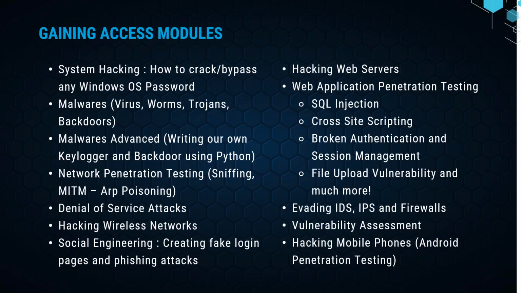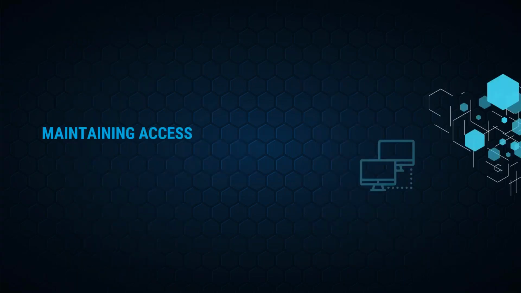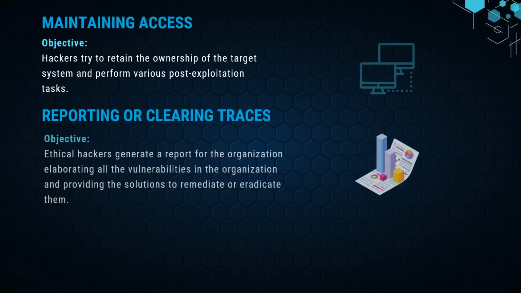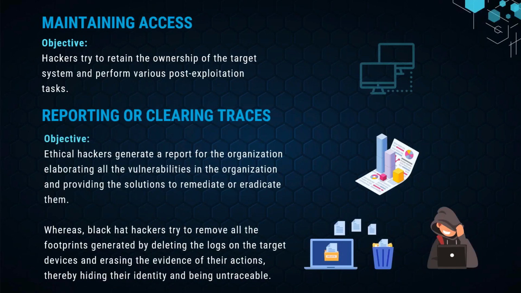Once you learn that, finally comes the main important part, maintaining access and reporting or clearing traces. Once you've got a remote connection to a system, you need to maintain that connectivity with the system. That is called maintaining access. No matter how many times the system restarts, you should be connected to it. That is what we learn in maintaining access.